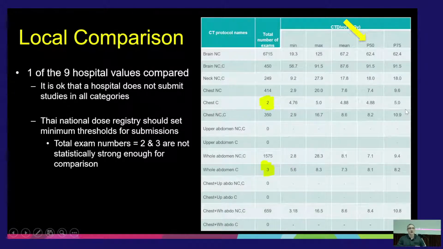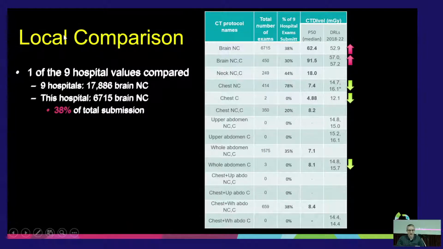And so to calculate DRLs, you'll need to create a threshold. IAEA says somewhere between 2,000 to 5,000. But to do a comparison with the national DRL, the Thai government is going to want to come up with a low threshold also. If someone submits only 1, 2, or 3 studies, that tends to be a little bit more difficult. These may not be very common studies at this particular hospital, and that's okay to not include them in the dose registry. So that's just a comment there.